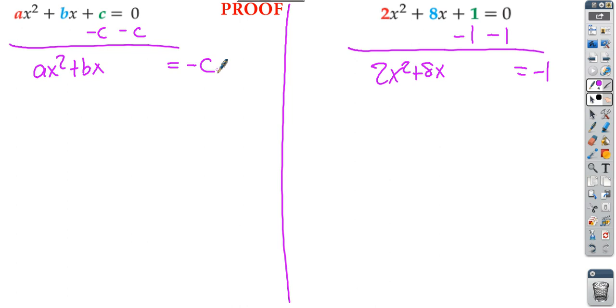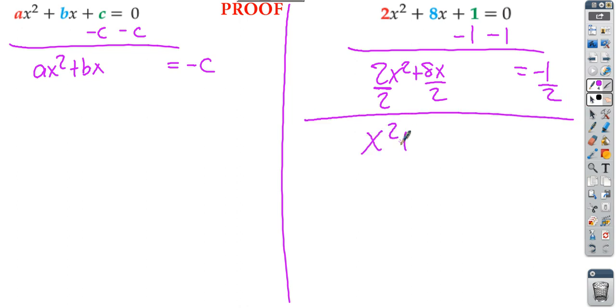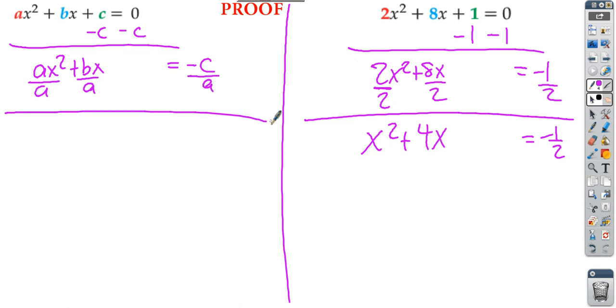Okay, over here we can't complete the square until the number in front of x squared is 1. Since it's not 1, we'll make it 1 by dividing everything by 2. And when we do that, we get x squared plus 8 divided by 2 is 4, and that equals negative 1/2. Same thing over here. We need a to be 1, so we're going to divide everything by that right there, and we get x squared plus b over a x equals negative c over a.